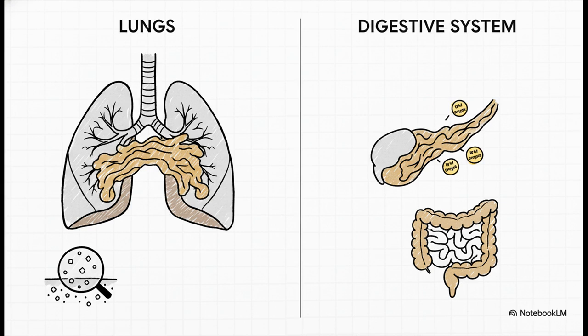This mucus clogs up the lungs, which leads to chronic infections, and it blocks the pancreas, so digestive enzymes can't do their job. The problem is so fundamental that a key diagnostic tool is the sweat test, which actually measures abnormally high levels of salt or chloride in a person's sweat.